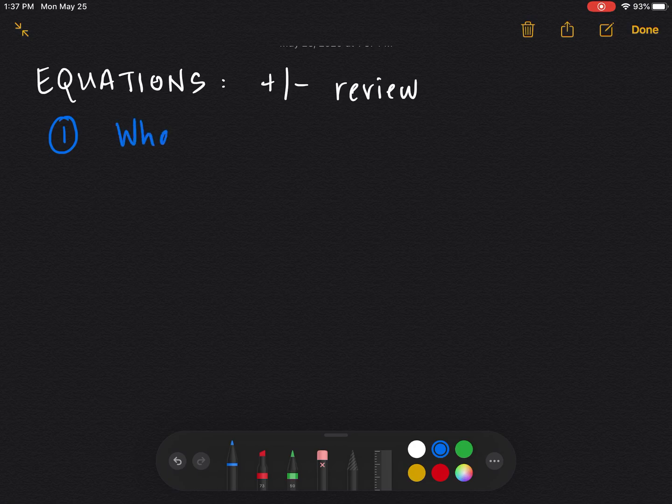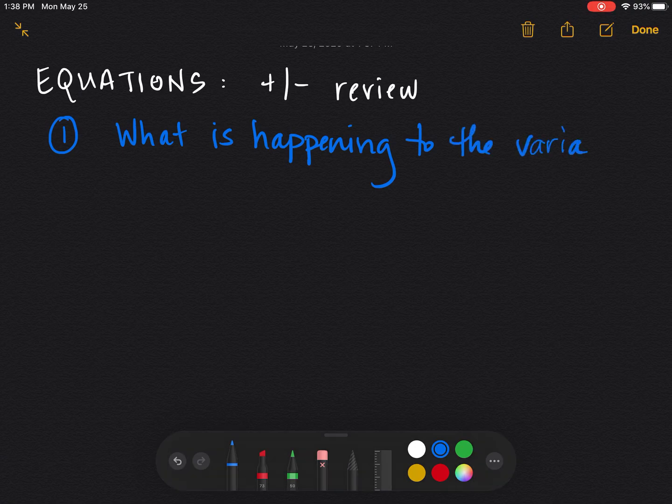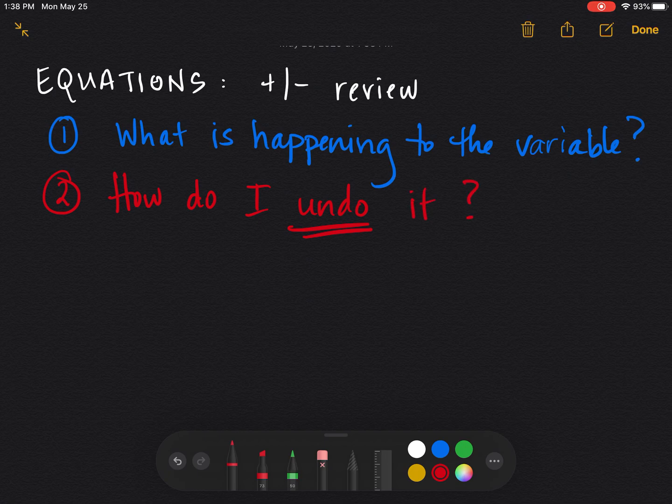What is happening to the variable? Is it addition or is it subtraction? What is happening to the variable? And your second question is, how do I undo it? Undo it. Okay, and these are the two questions that you're going to ask yourself for every one of your homework problems. So right now, do these problems along with me.